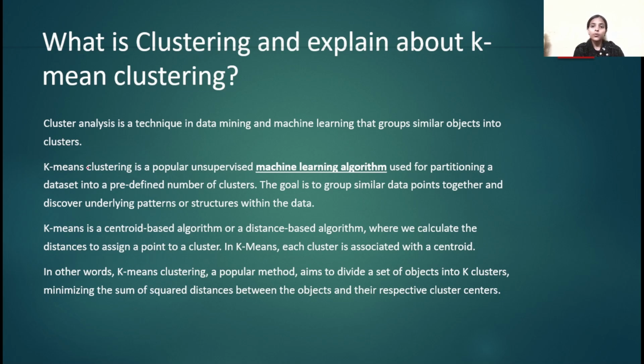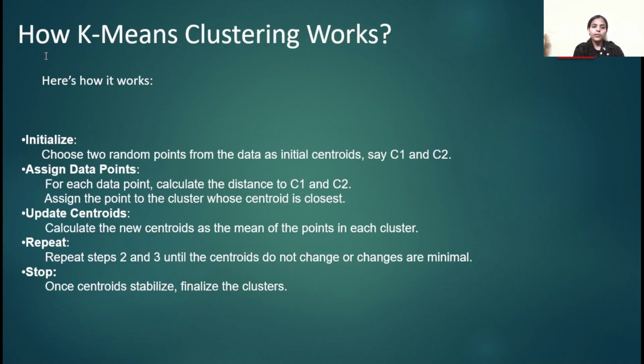K-means clustering is an unsupervised machine learning method which is used to divide a set of objects into k clusters. Here what we do is divide objects into clusters. Now we will see how k-means clustering works.